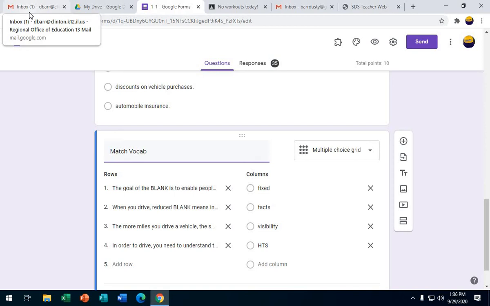HOV signs are diagonal shaped signs that basically state that the road is only for people with multiple passengers in the car. You see these a lot in bigger cities where they're really trying to promote carpooling. Traffic control devices is the fourth section.